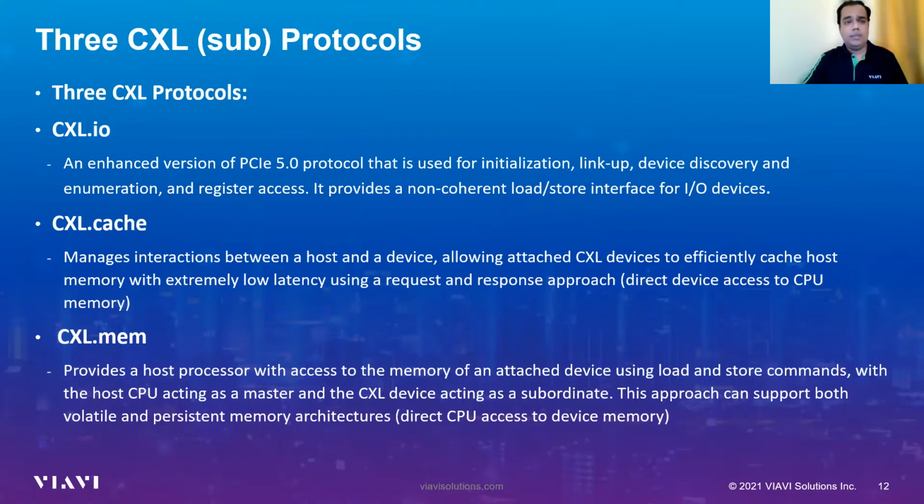CXL.cache has a different application. It allows the CXL device to efficiently access the host memory. It allows the device to get quick access to the host memory. And CXL.memory is just the opposite of that, or at least conceptually, as it allows the host to get direct access to the device memory or cache. So they are complementary functions. I think the next slide will highlight that.